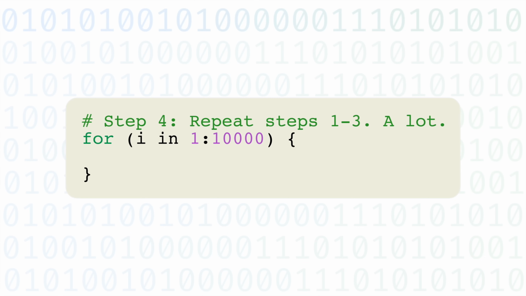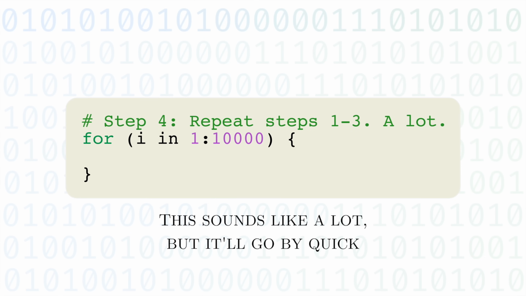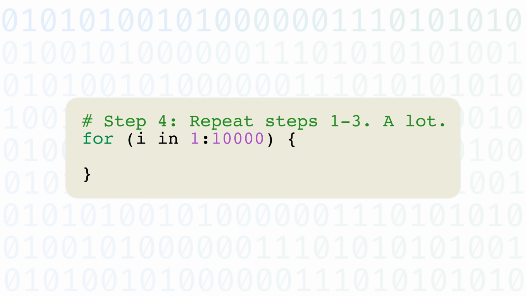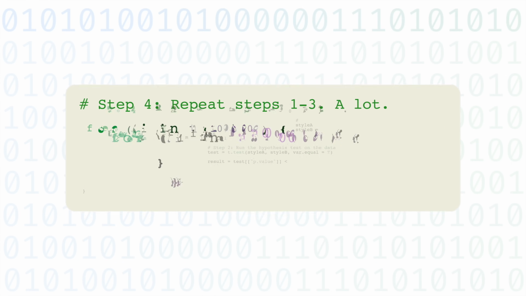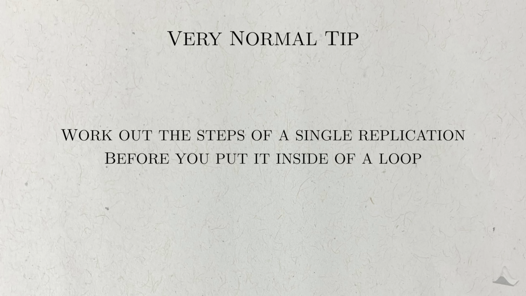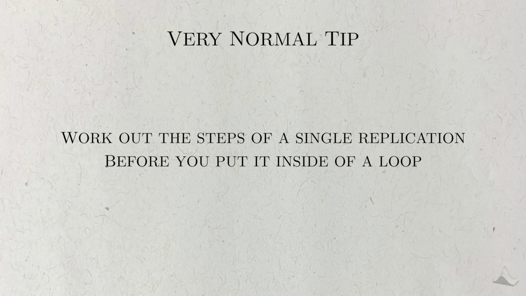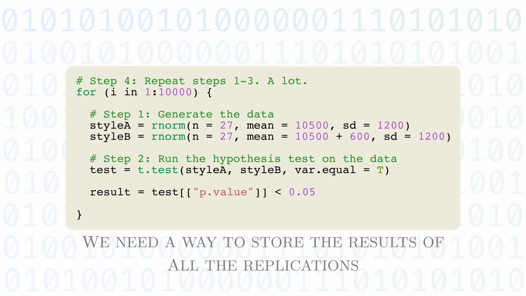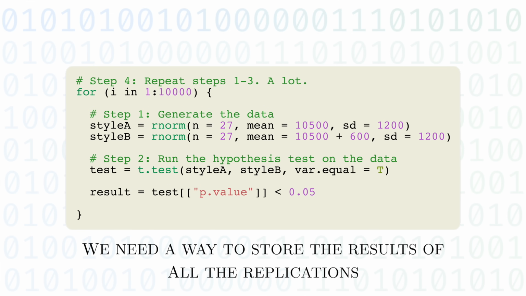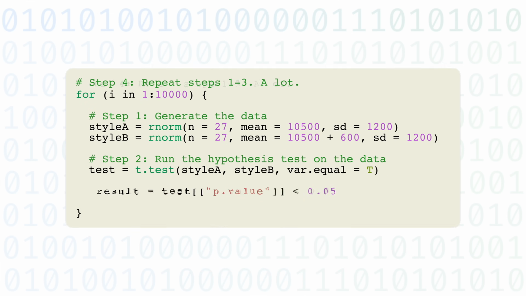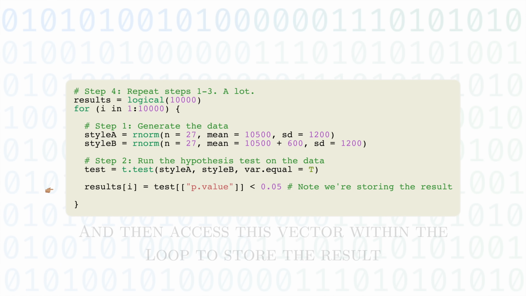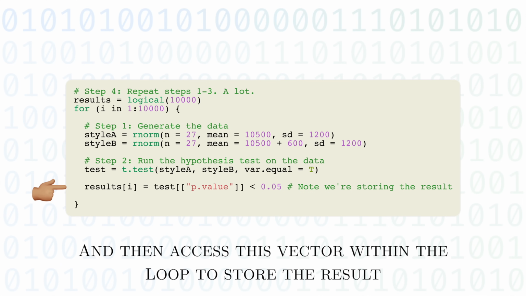To implement that, I'm going to use a simple for loop to repeat this process 10,000 times. This sounds like a lot, but it'll go by quickly, at least at this level. I've already written the code for a single hypothesis test, so I can just copy it into the loop. It's useful to work out the steps of a Monte Carlo simulation before you actually run the for loop, since it's easier to debug. The only thing I need to add is another data structure to hold the results of all the simulations. I'll initialize a vector outside of the loop and then index the specific position in this vector based on the current replication number.